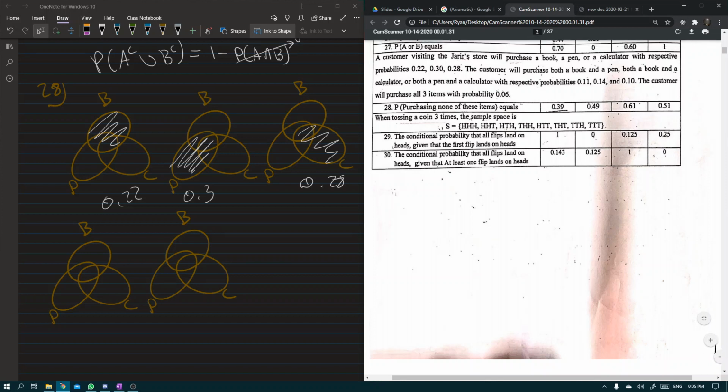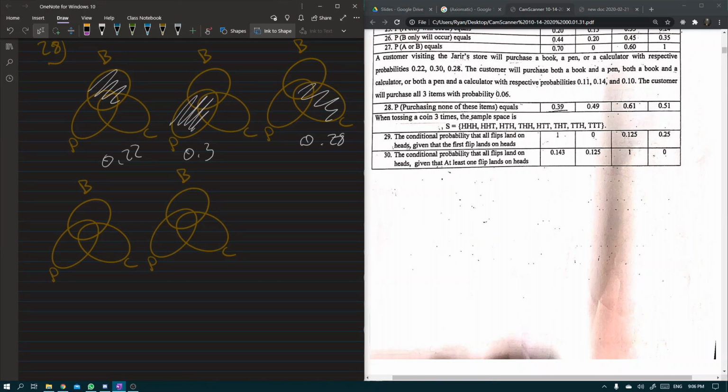You do 0.22 plus 0.3 plus 0.28, minus 0.11, minus 0.14, minus 0.1, because these are the probabilities of them alone. These are the intersections. These are all three items. Then what do we do with the 0.06? We add it in, because those are all. You get 0.51, and then you do 1 minus that, so 0.49. So the answer is B. Basically you get everything, then subtract it from 1.